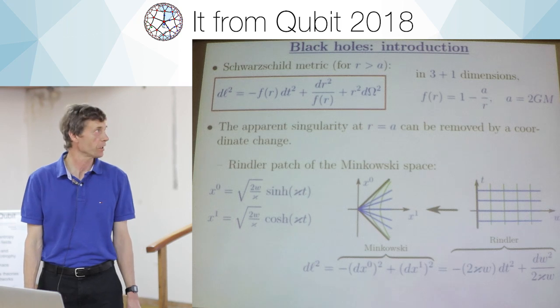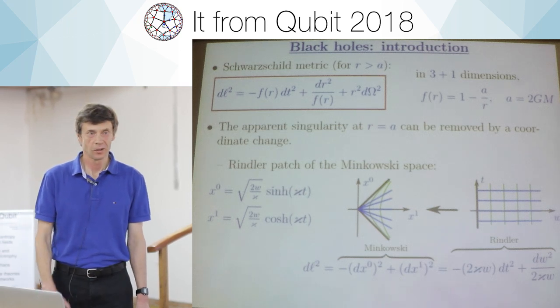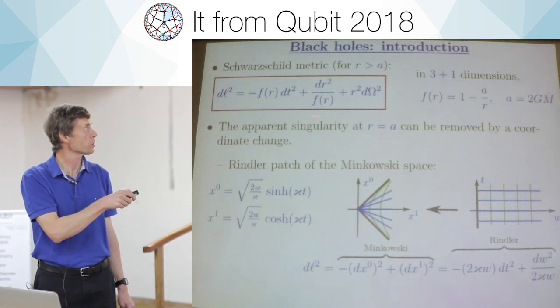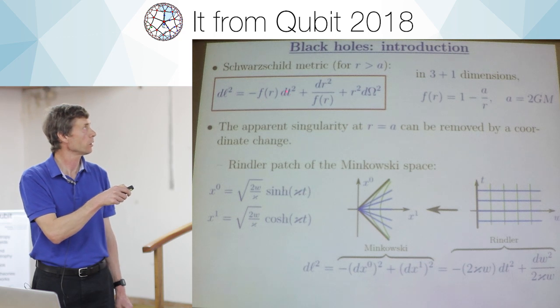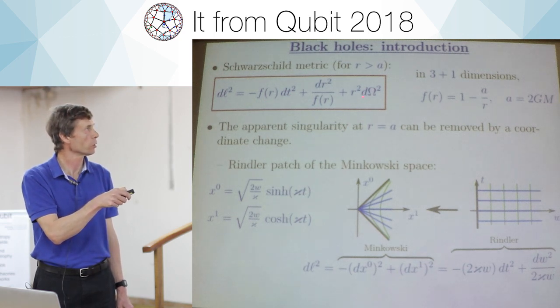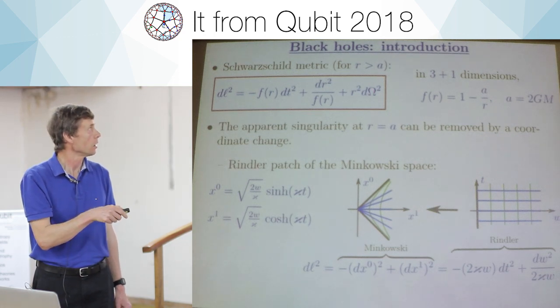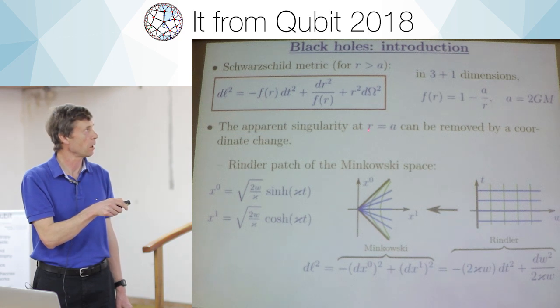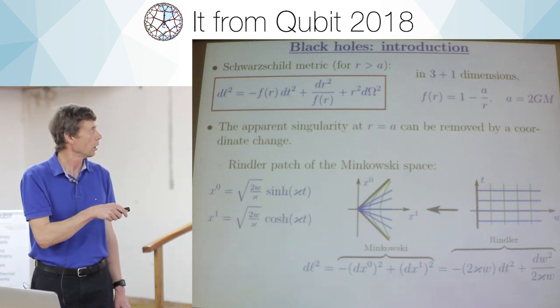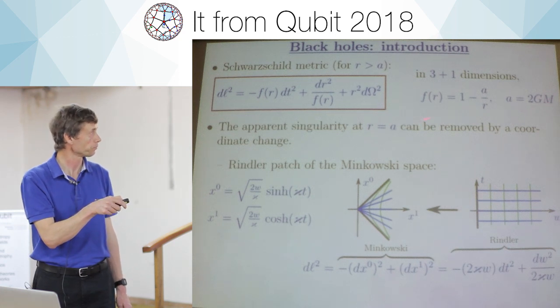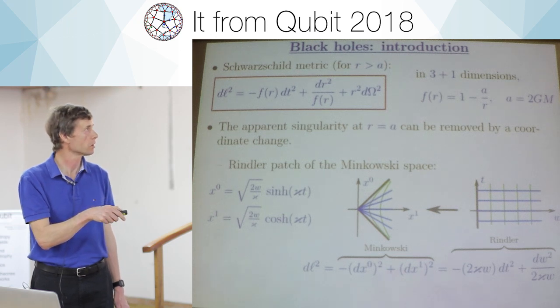Here, let me begin an introduction to black holes, which many of you already know. This is the Schwarzschild metric. There is a radial coordinate, time coordinate, and angular coordinates. Angular coordinates will not be used much in this description. There is an apparent singularity at r equals a, at the Schwarzschild radius given by this formula. I'm using the system of units where the speed of light is 1 and the Planck constant is 1, and this is Newton's constant, G.